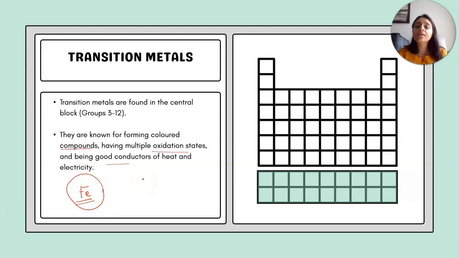Okay, iron has the ferromagnetic property. It shows the property of ferromagnetism. That means it shows a magnetic field.